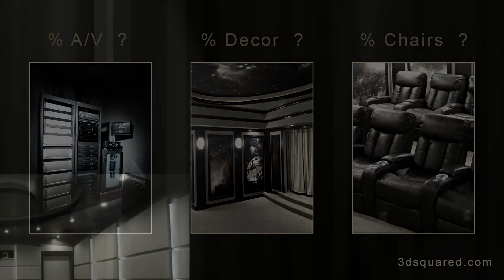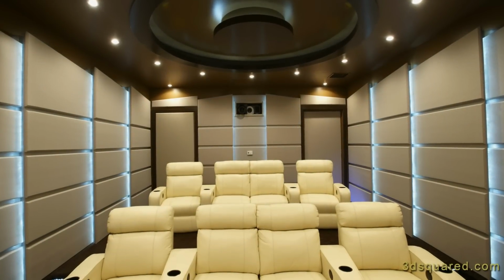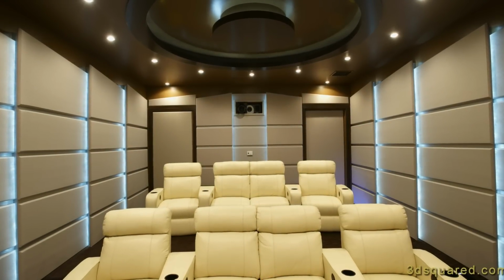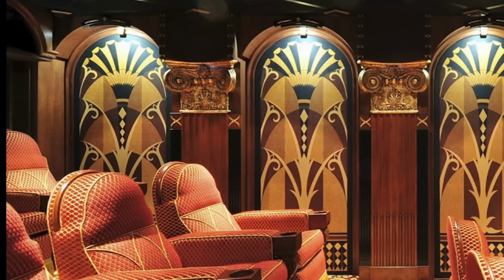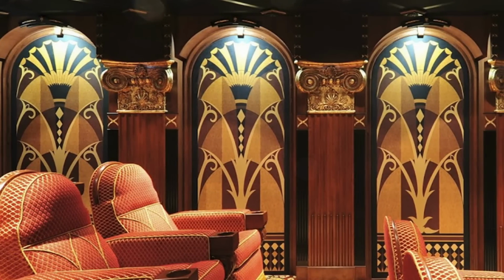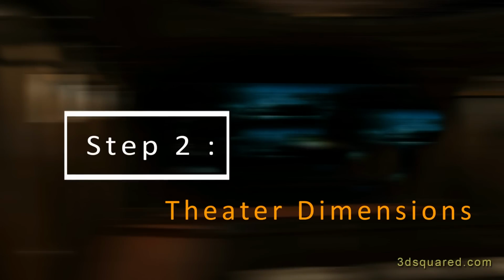For example, if your primary goal is to create an amazing looking room, then you may want to allocate a greater percentage of your budget to your decor. So before you contact anyone, you should have a good idea of what and how you want to spend your budget on. Step 2 is to determine the dimensions of your room.